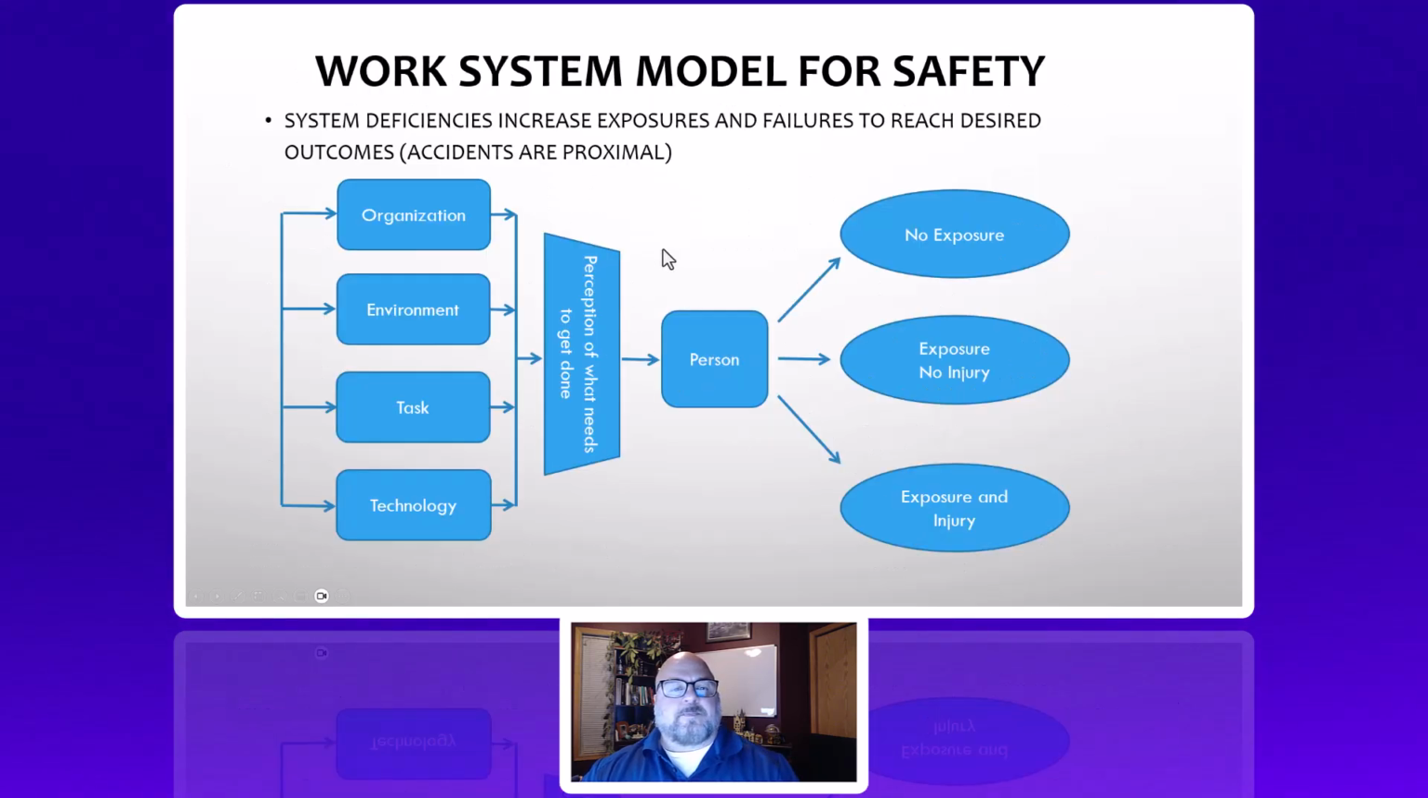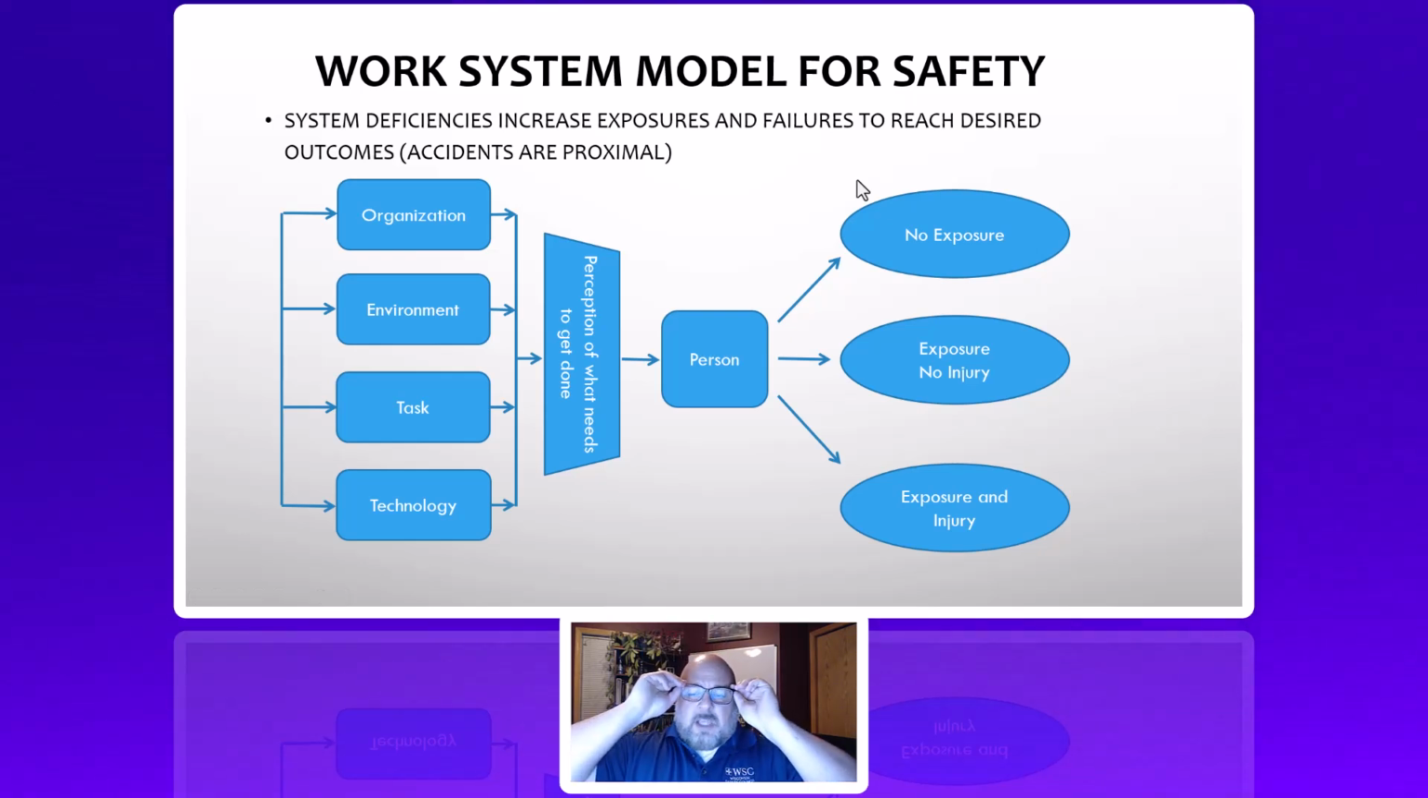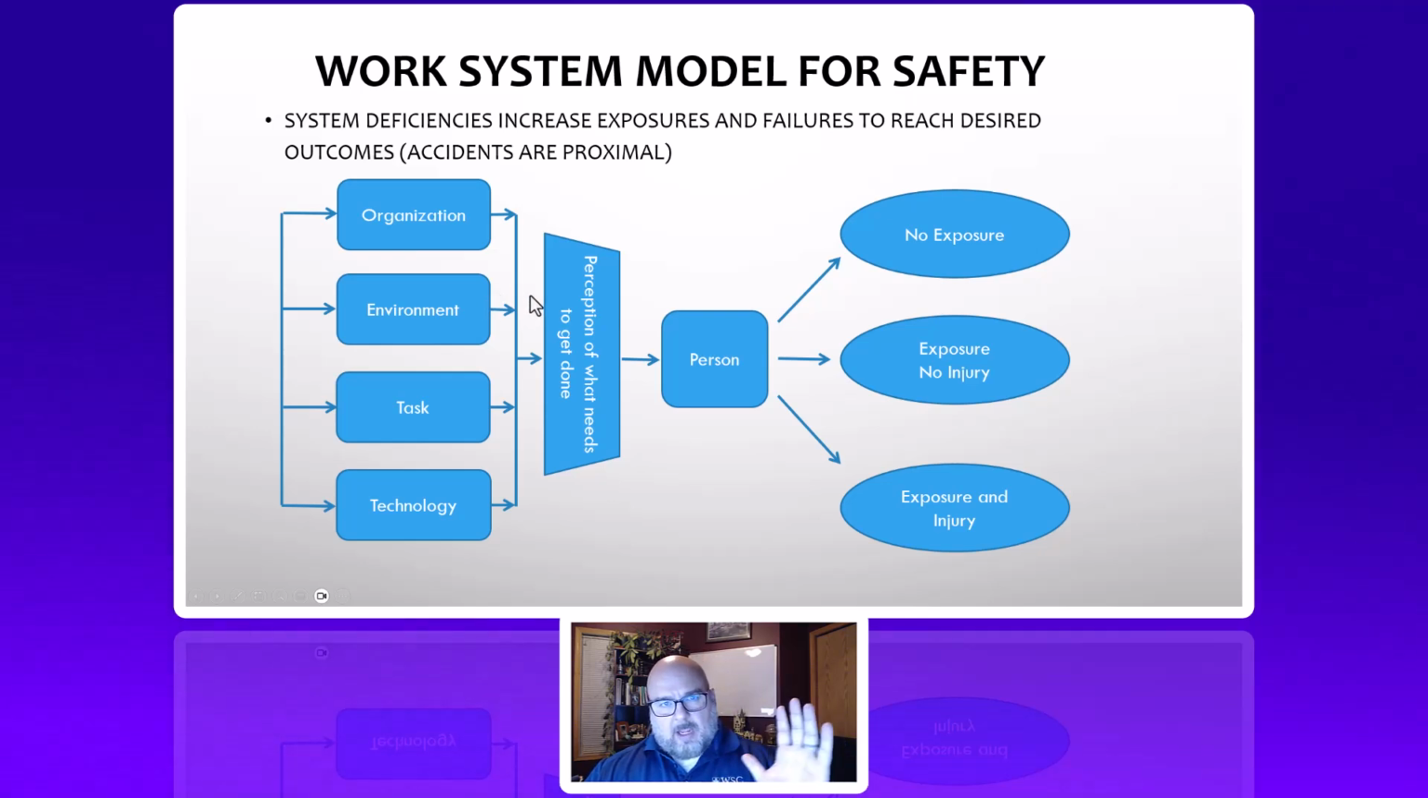But for teaching purposes and for consulting, I flipped it around so that you can look at it more on a chronological scale. These four areas here, I continually assess to find out what their influence is on the perception of what needs to get done, and then ultimately the behavior, the choices they make. Now, if there's no exposure, there's no injury. So that's what we're trying to do: mitigate, study, control, manage these things so they have a perception of what needs to be done and no exposure.